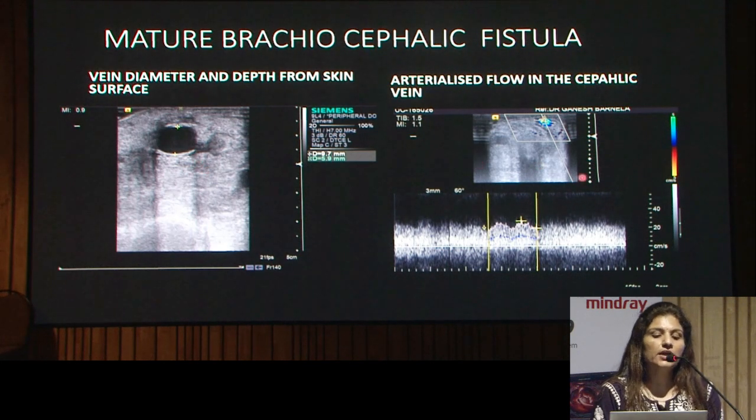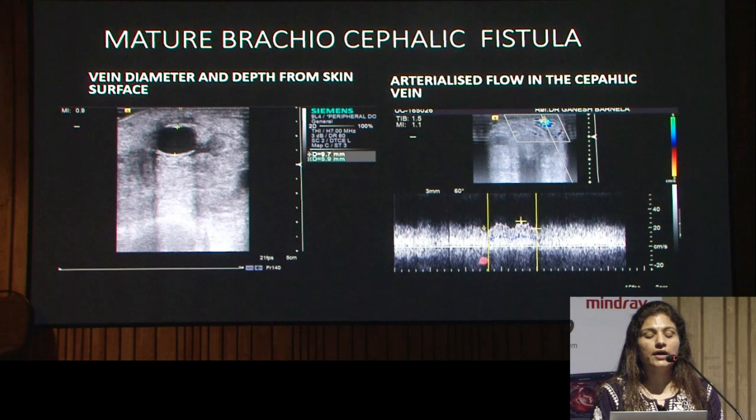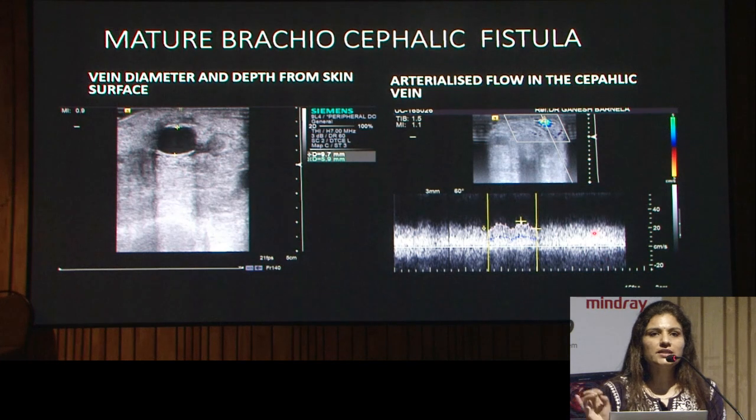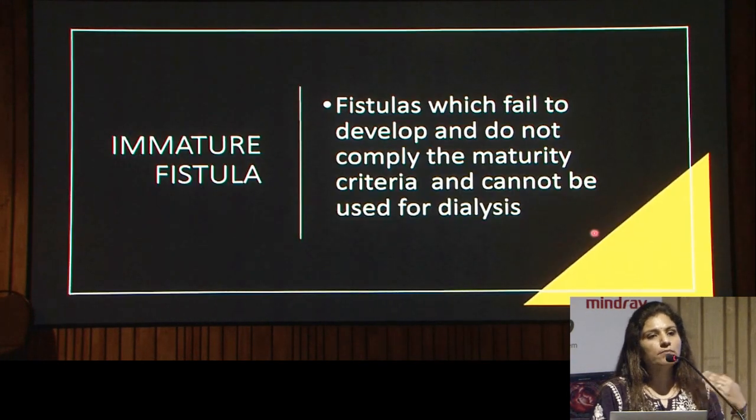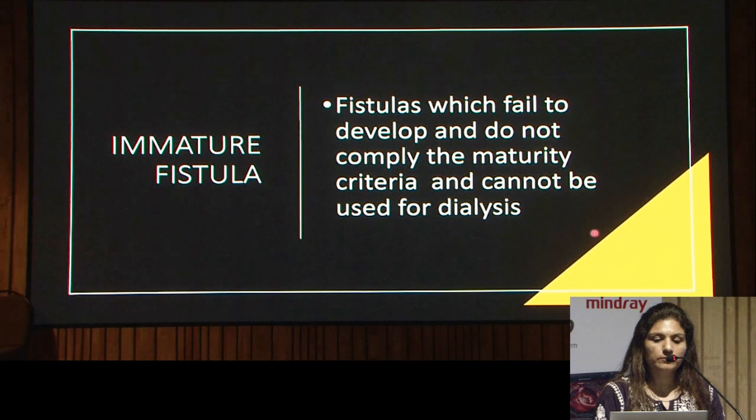All these are criteria. You need to mention the vein diameter, the depth from the skin surface, and whether this vein is showing arterialized flow. What we expect in a cephalic vein is just a monophasic or a biphasic flow. Here you see the vein is showing an arterialized flow. So all these points would take about 2 months to develop, and when the patient comes to us for evaluation of whether the fistula is mature or not, we need to see all these points.